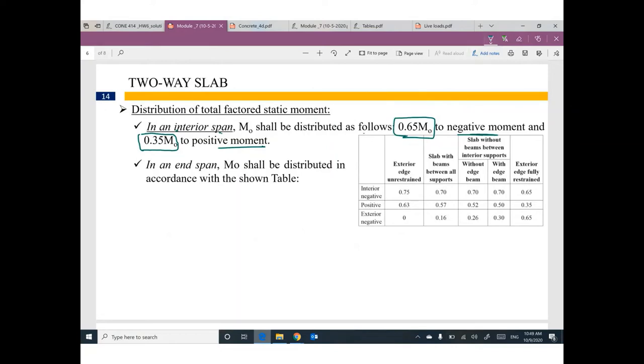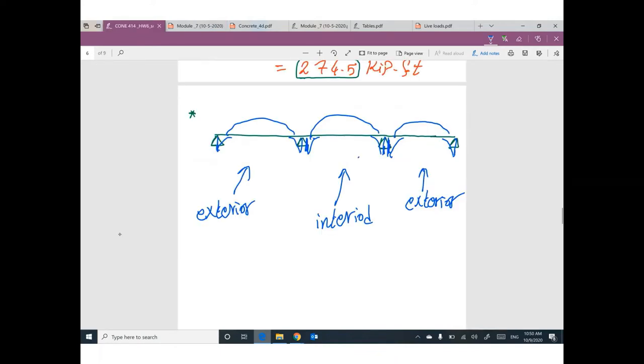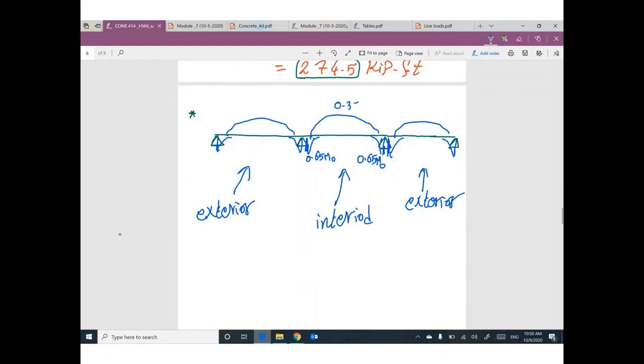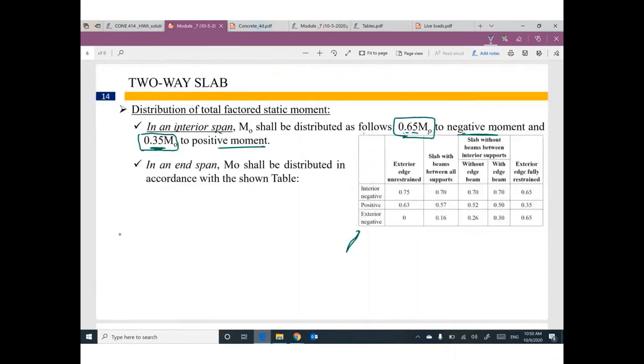Based on this slide, let's start with the interior span. Your negative moment will be 0.65 M naught, and the positive value will be 0.35 M naught. For exterior spans, for the end span, we are going to use this table. Here is the end span.